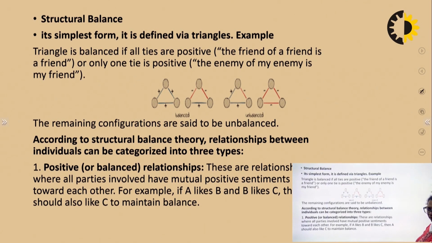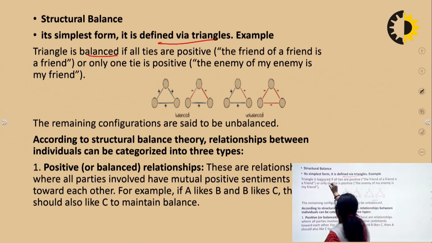So next we are looking for structural balance. Structural balance is defined by triangles. Basically, it is a balancing activity. We have different types of emotion, positive and negative emotions, and they are opposite, or we can say positive or negative ties, and these are represented by structural balance. So triangles are used to represent the structural balance.